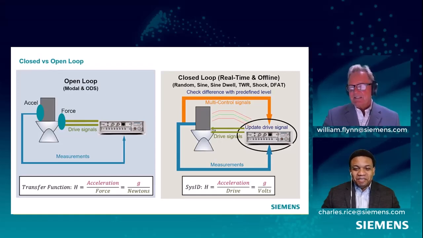So, a fundamental difference between those two, the open loop and the closed loop, is with the transfer function that we're measuring. So typically with measuring the forces and the responses of the accelerometers, we're using the transfer function acceleration over force, which is commonly called the frequency response function. Whereas in vibration control, we're measuring the so-called SysID, which is the voltage output from the DAC, and measuring the responses, and that gives us our G's response per volt output.